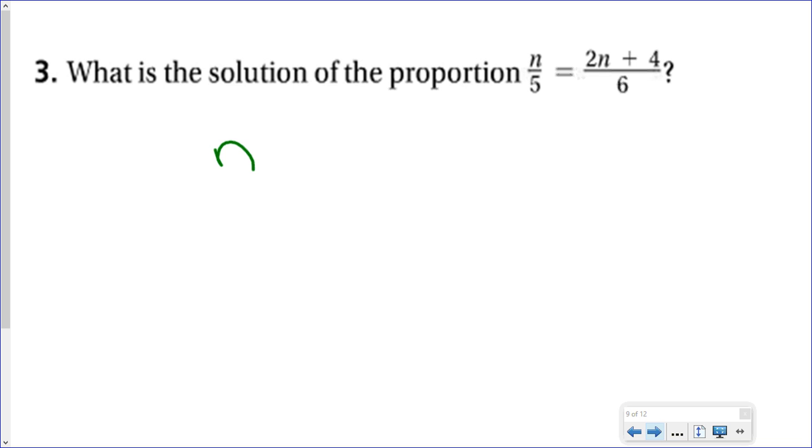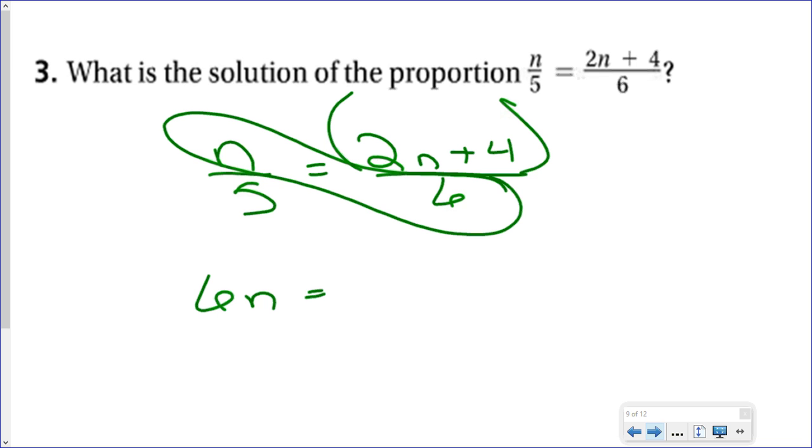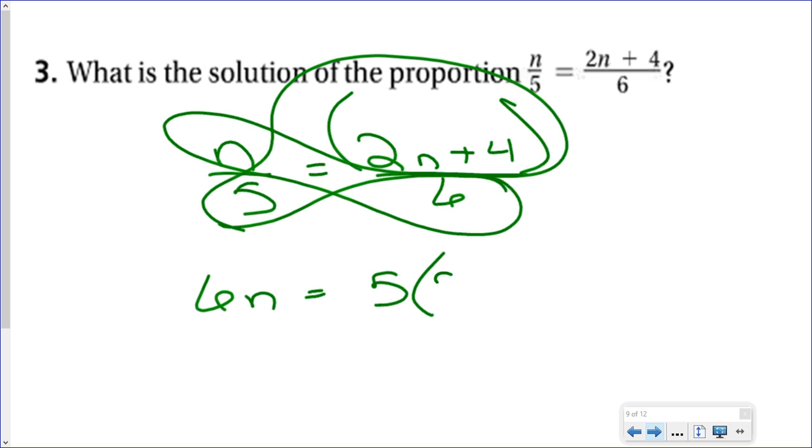Please jot this one into your notes. According to the left-hand side of your notes, anything that has more than one term in it, you put it in parentheses like this. The 2n plus 4 gets into parentheses. Everything else, not too bad. Cross them up this way, 6n equals. Cross them up this way. I like to put the single term first, so the 5 first, times the 2n plus 4.